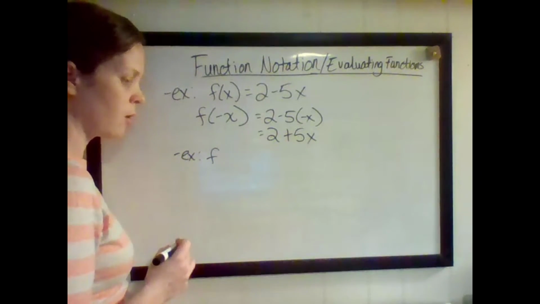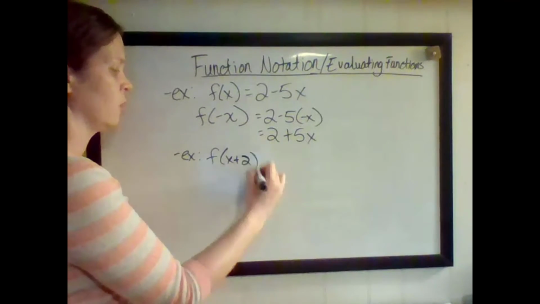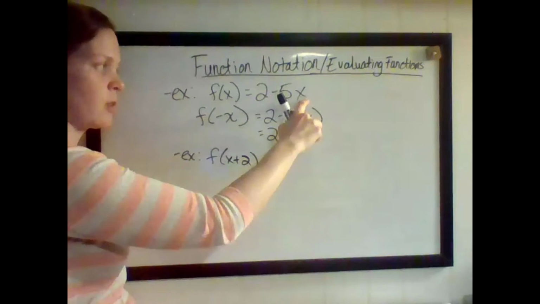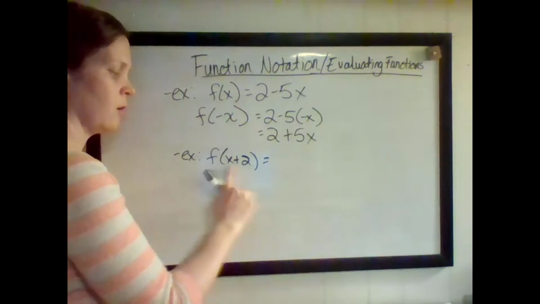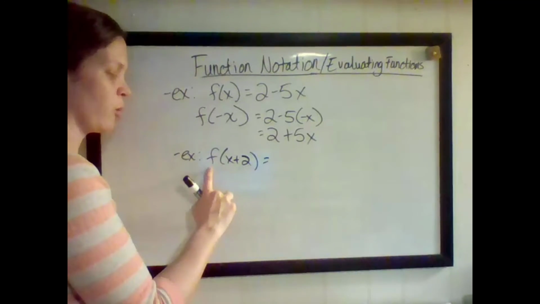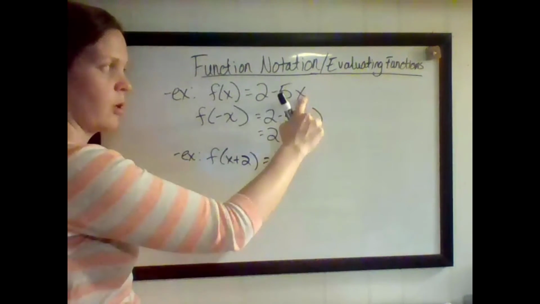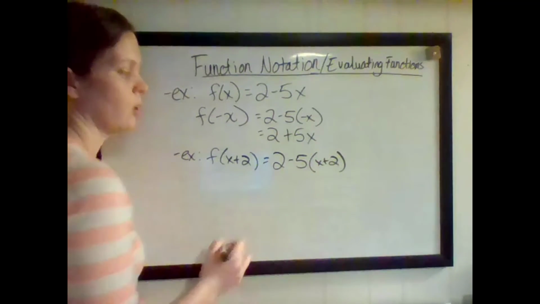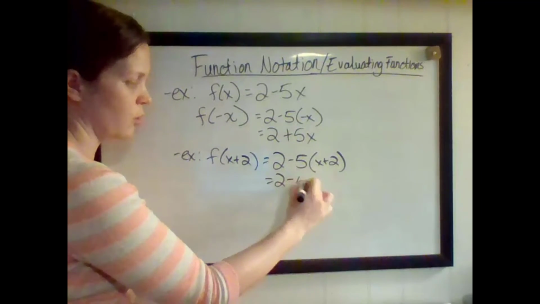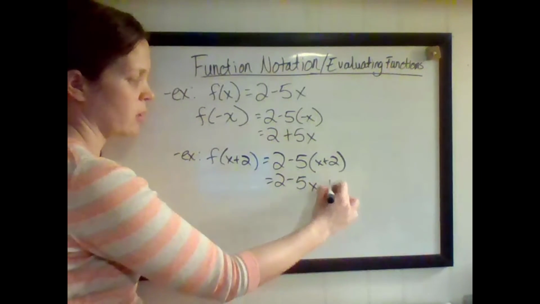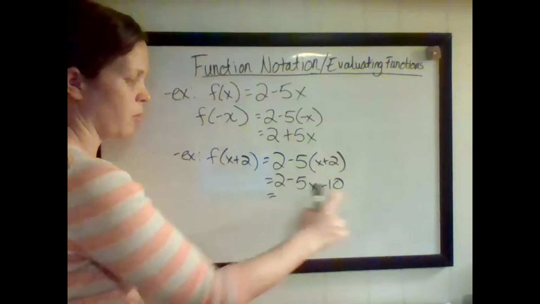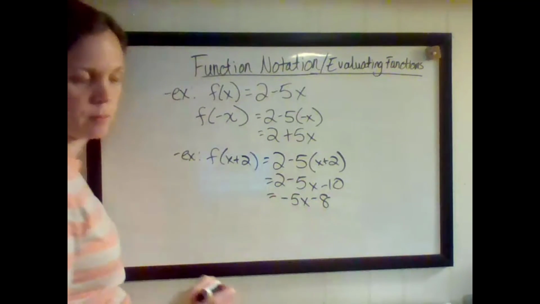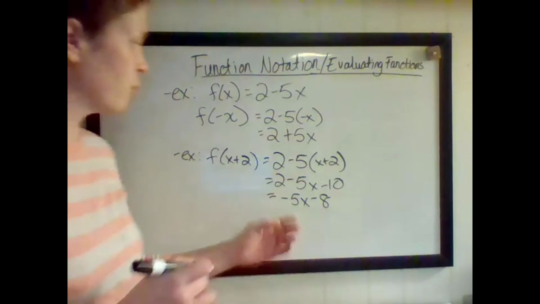Here's another one. How about f of x plus 2? The function is f of x is 2 minus 5x, so I have an x here and an x here. Whatever I'm putting within the function, in this case x plus 2, I plug in right here. 2 minus 5 times x plus 2. Now I can do a little simplifying. Distribute the minus 5, so minus 5x minus 10, and let's combine these constants. It looks like negative 5x minus 8. If we can, we would simplify.